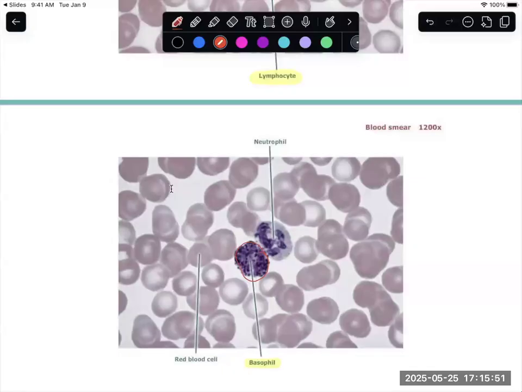Inflammation, if you've ever had an injury and an area gets really red, basophils are releasing that histamine that causes that redness to occur. So they're going to play a role in the different inflammatory responses that our bodies play into.